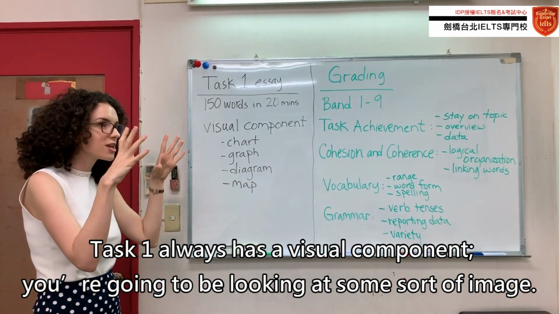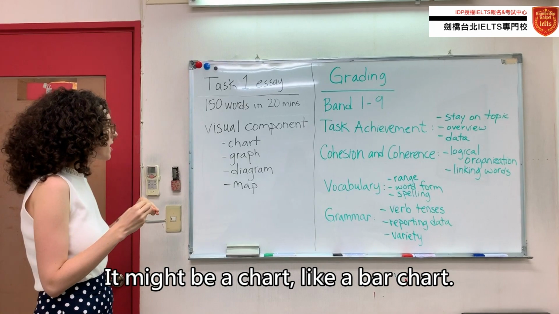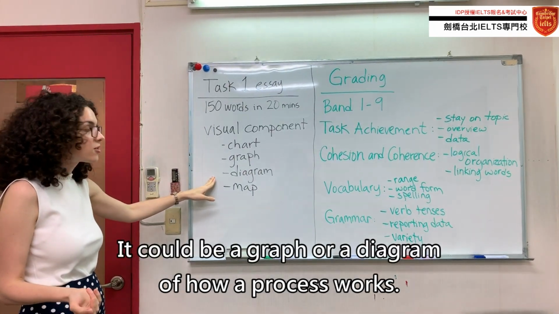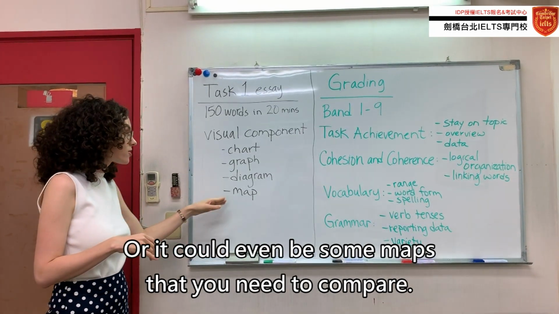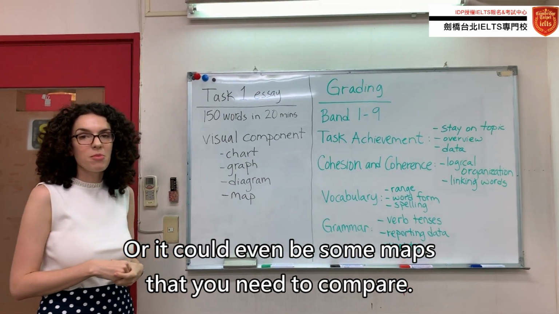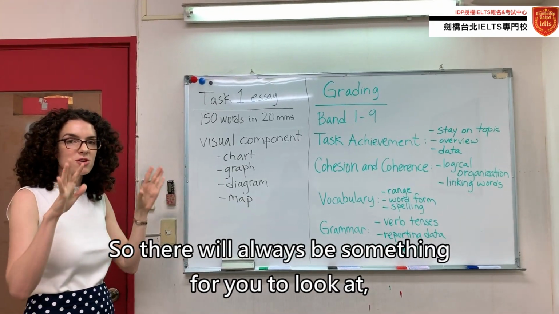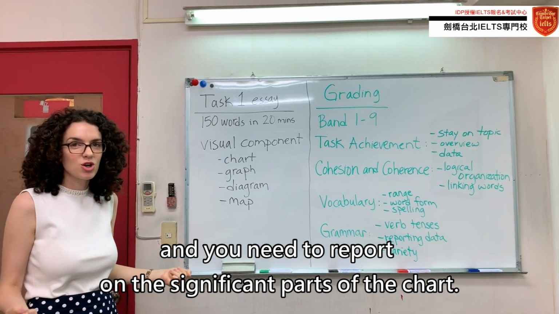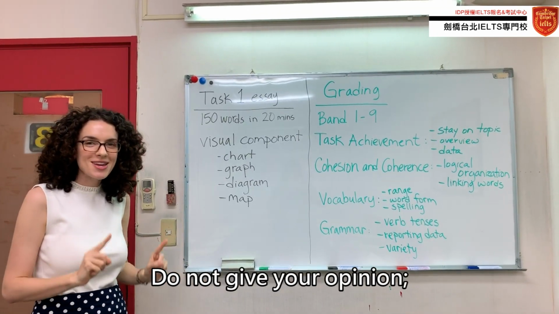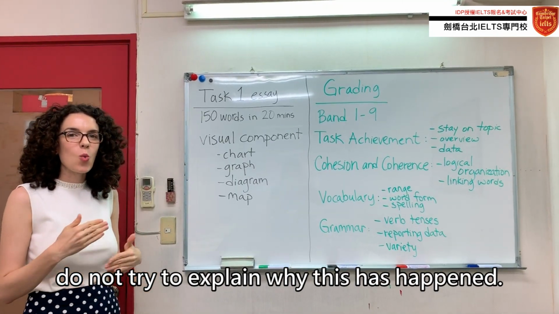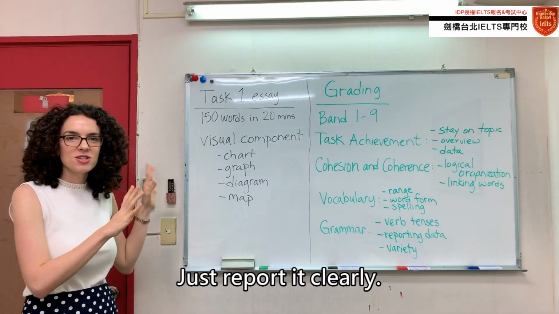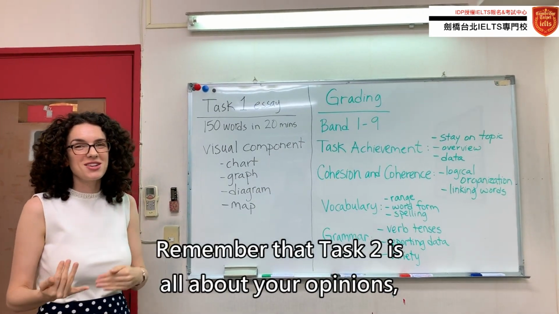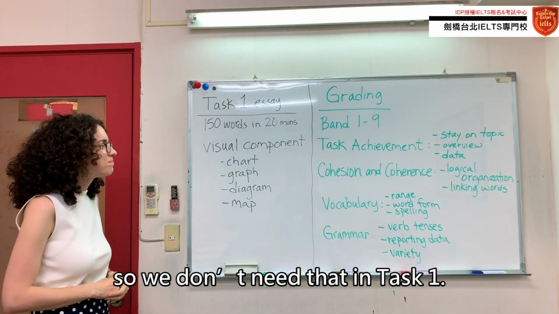You're going to be looking at some sort of image. It might be a chart, like a bar chart, could be a graph, a diagram of how a process works, or it could even be some maps that you need to compare. So there will always be something for you to look at, and you need to report on the significant parts of the chart. Do not give your opinion. Don't try to explain why this has happened, but just report it clearly. Remember that Task 2 is all about your opinions, so we don't need that in Task 1.